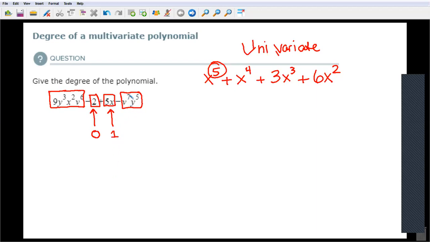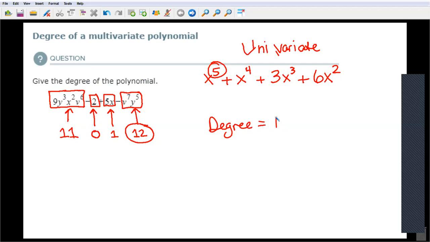This term right here, we've got 7 and we've got 5. If you add that together, it would be 12. And then over here, we got a 3, a 2, and a 6. We add that together, and that is 11. So once you find the degree of all 3 or all 4 of your terms, you're just looking for the highest number. So the degree of this polynomial is 12.